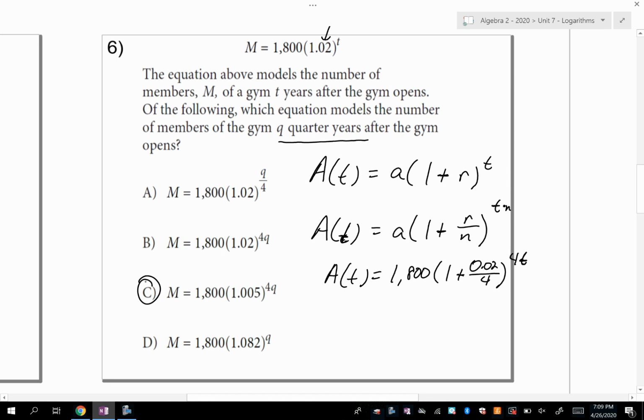And this is a little tricky. So if you're ever taking a model that's for years and you want to break it down to quarters or maybe monthly, if it was monthly, n would just be 12. So just try to use what the problem is telling you if you have to use this more complicated formula.